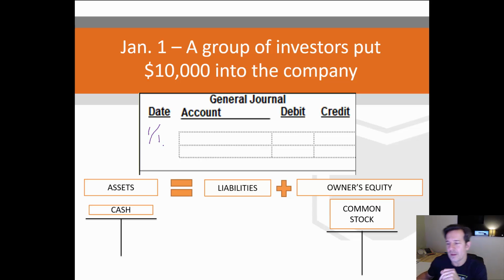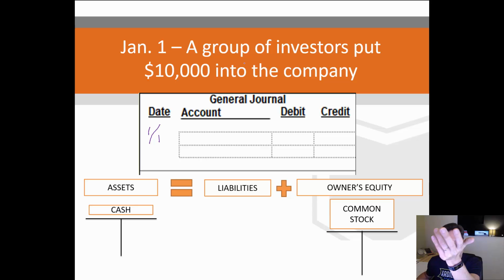1/1. Group of investors put $10,000 into the company. So we're getting something. We're getting money. We're getting $10,000 in cash. Okay? And we said that we have a new account that shows what is given in return for that. Common stock. Common stock is evidence of an owner's investment in a business. So we got cash coming in, and we got common stock. We'll start with cash right here. $10,000 is coming into the door.